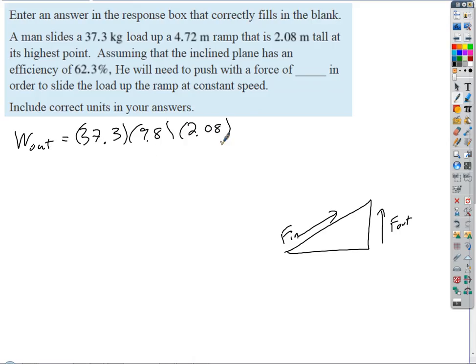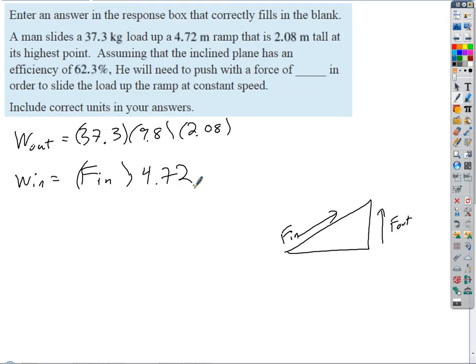2.08, right? The input work is gonna equal the input force, which is what we're looking for, times 4.72, right? Why? Because the input means that we're pushing, that's what we're doing to the machine. So we're pushing with a certain force through a distance of 4.72 meters, right?